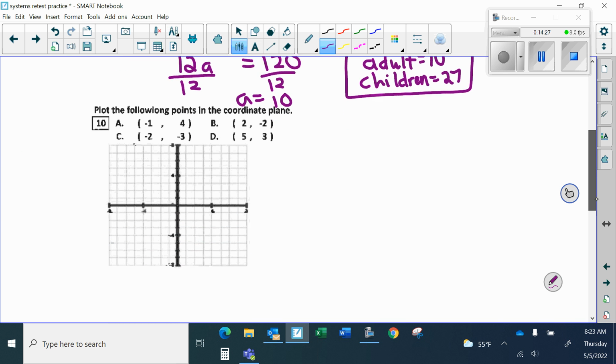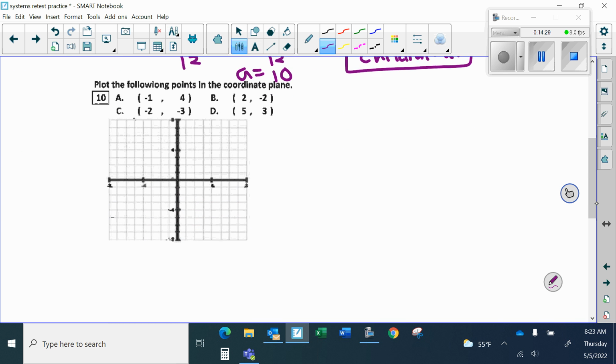Box it in so it's nice and easy to see. And lastly, just plotting points and label them A, B, C, D. -1 means left 1, up 4. There's your A. B says right 2 and down 2. C says left 2 and down 3. And D says right 5, up 3. 1 point each. Okay. That goes ahead and explains your whole test. So just like it, different numbers.